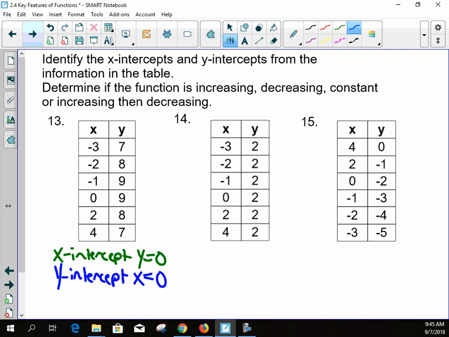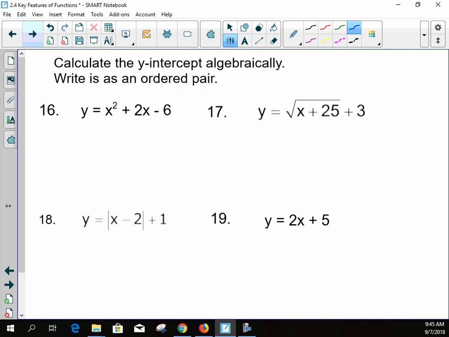So let's skip this for a second. Let's go to here. How can I calculate my y-intercept algebraically? What am I going to make 0? Yeah. y equals 0 squared plus 2 times 0 minus 6. What does y equal here, kids? Does not equal 0. 0 plus 0 minus 6. What does y equal? Minus 6.